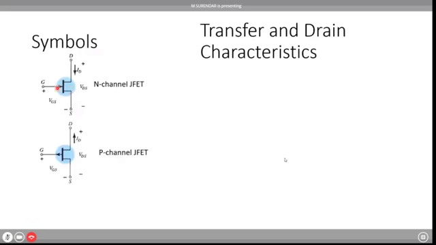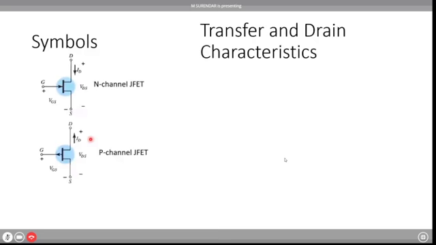The direction of that arrow changes, and the direction of the drain current also changes. The drain current will start flowing from the source to the drain. That is about the P-channel JFET.